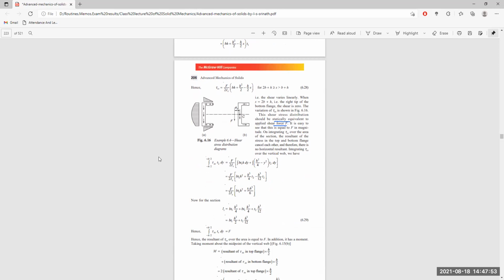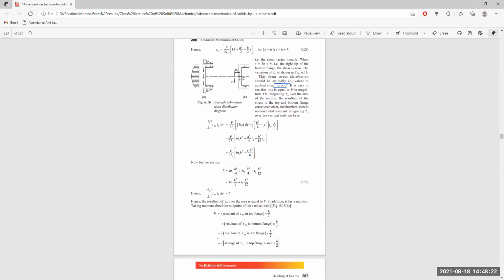But we know that Ij is equal to Bt1 H square by 4 plus T2 H cube by 12. So this is equal to Ij reduced to Bt1 H square by 2 plus T2 H square by 12. Thus, minus V by 2 plus V by 2 is equal to tau xy into H, which is F itself. The resultant of tau xy over the area is equal to F.